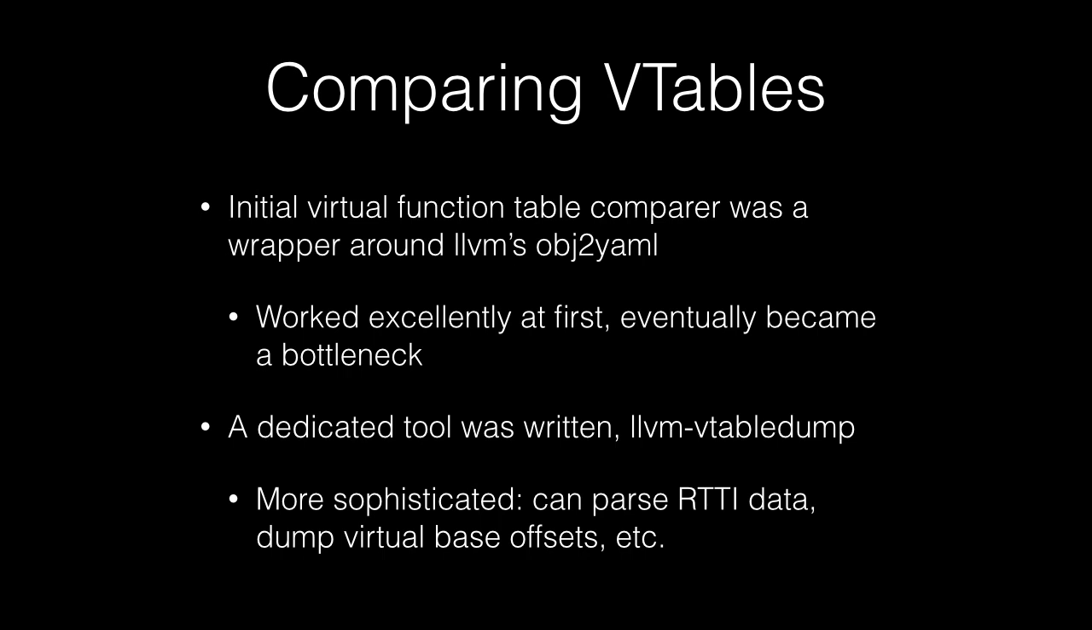We were able to find a number of bugs this way. And then eventually, a dedicated tool was written because obj2yaml is really slow. It takes all of the text and puts it into strings, and it has to read everything out, even the stuff you don't care about. So a dedicated tool was written, and it's much faster. It can very accurately take apart RTTI data and give you a very pretty view of the world.